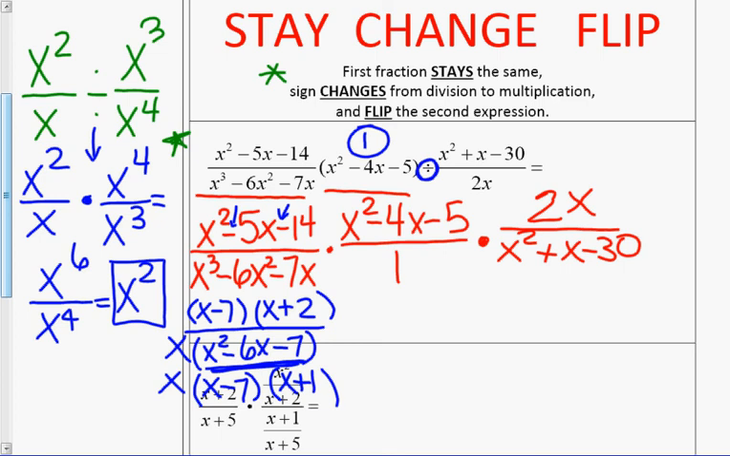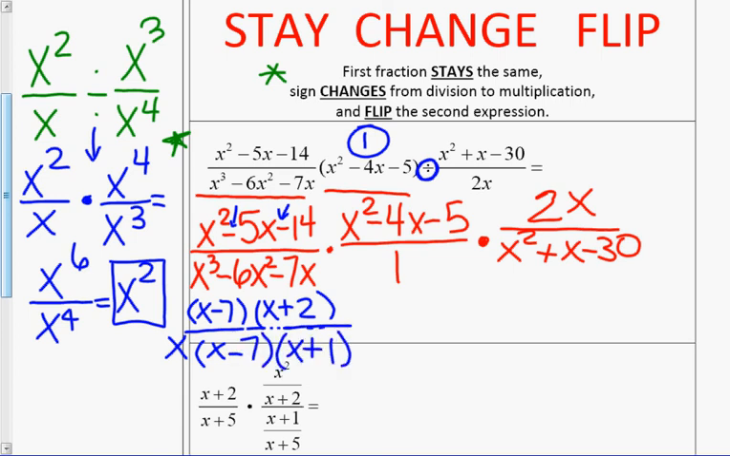Now that you see what the answer is, I'm just going to rewrite it over here so that it's not on top of that other problem. So we said x times x minus 7 and x plus 1. All right, now we have this next one. We've got to factor this. I'm just going to leave it over 1.